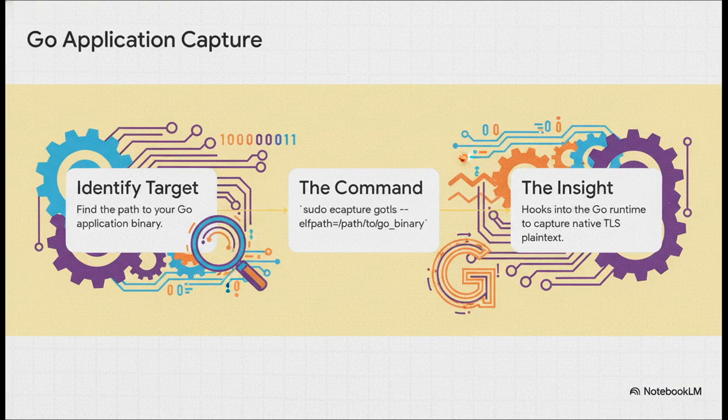eCapture actually has a dedicated module just for Go applications. You literally just point it at your compiled Go binary, and it knows exactly where to hook into the Go runtime to pull out the plain text data. This shows a really deep understanding of different tech stacks, whether it's Go or even BoringSSL on Android.